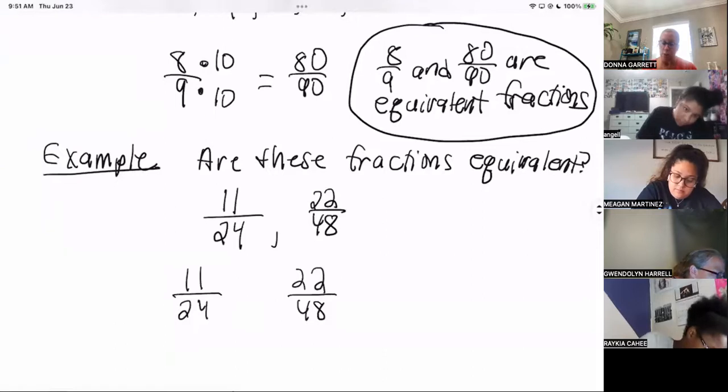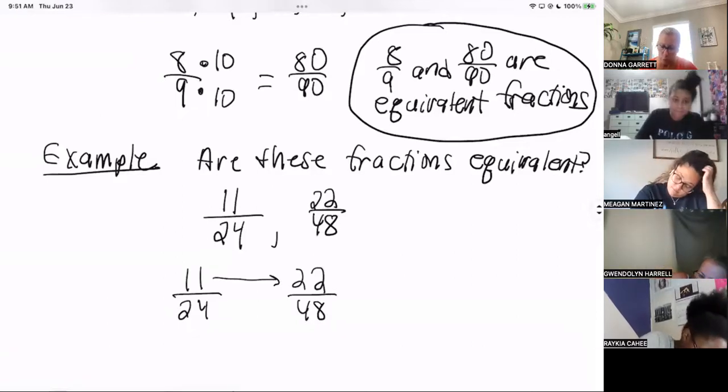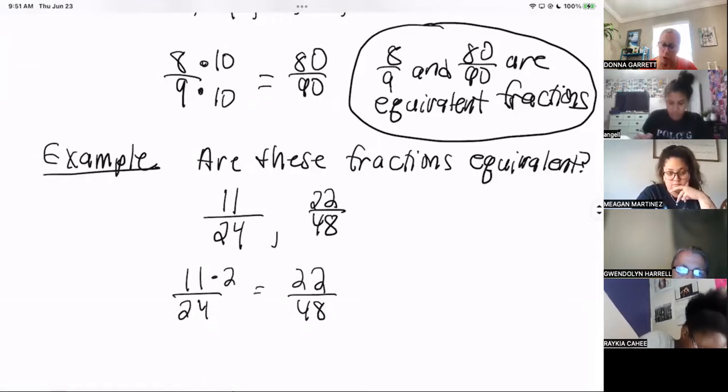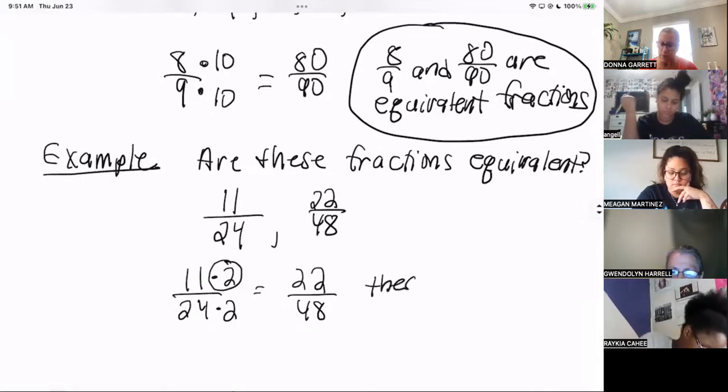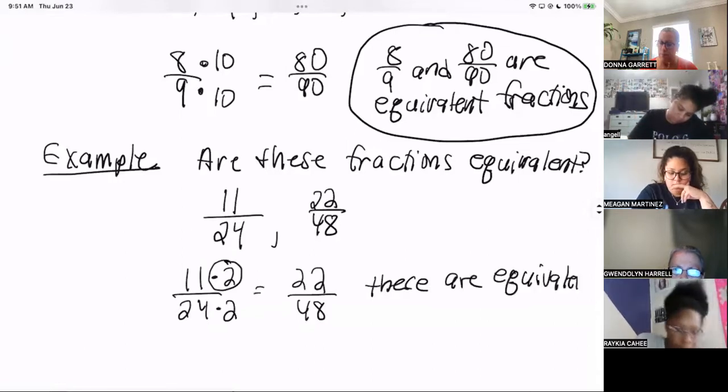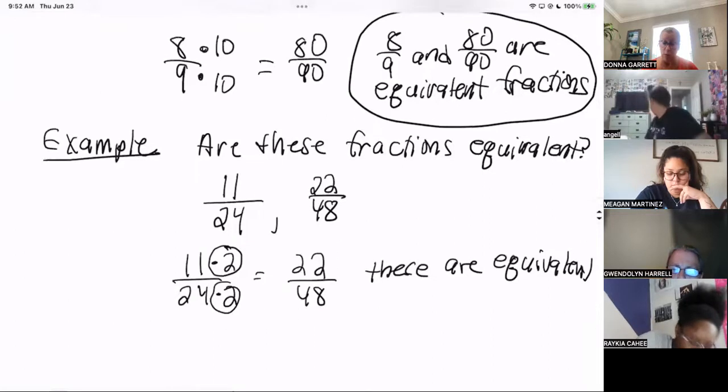So if I look at 11, I'm going to ask myself, can I get to 22 by multiplying? Well, I can multiply by 2. I know that equals 22. So if I multiply by 2, that means I have to multiply the denominator by 2 to be equivalent. So it's 24 times 2, 48. Yes, these are equivalent. So whatever you multiply to the numerator, you have to multiply the same number to the denominator to make sure they're equivalent.